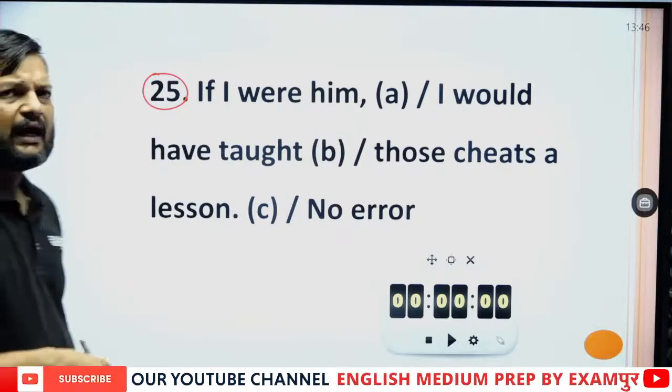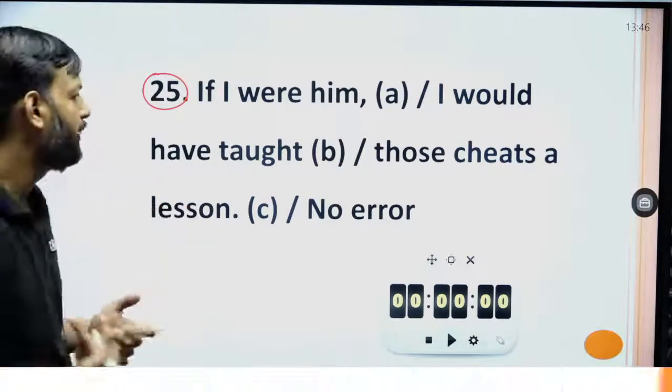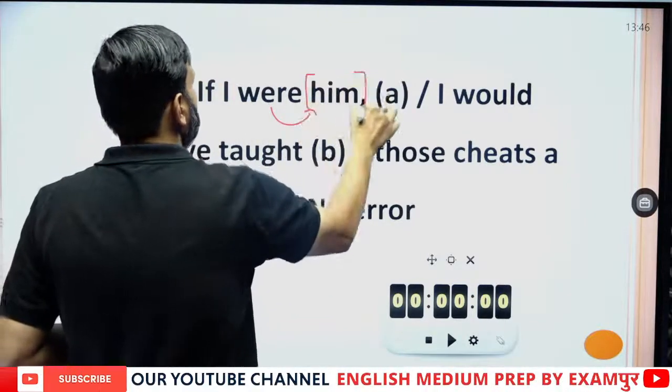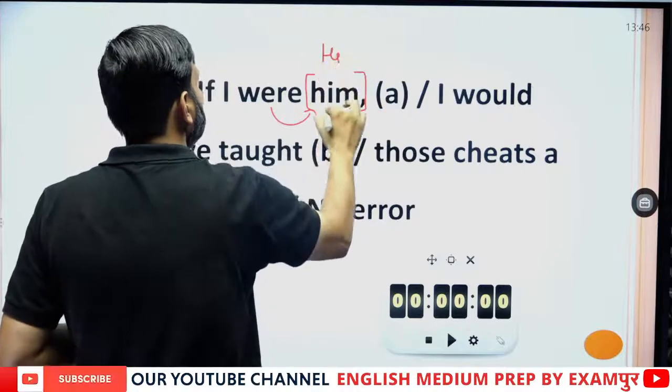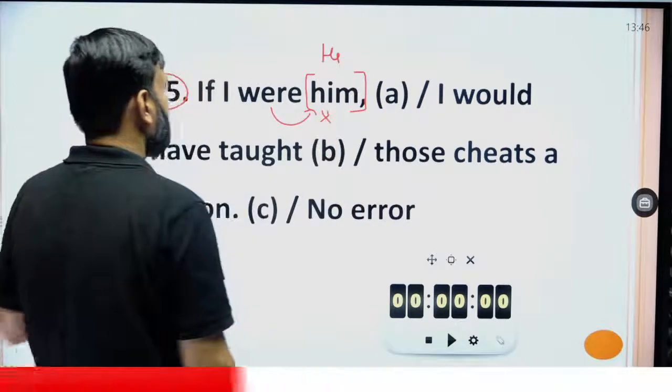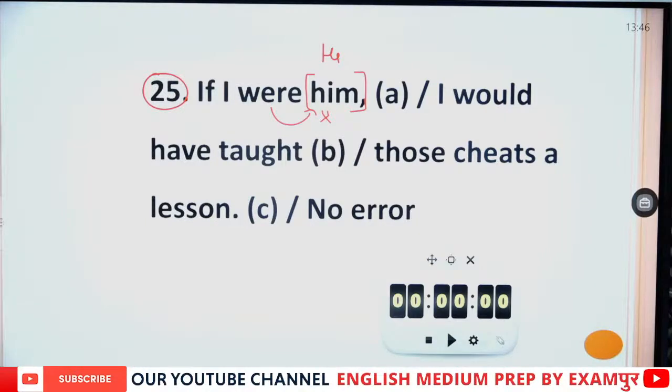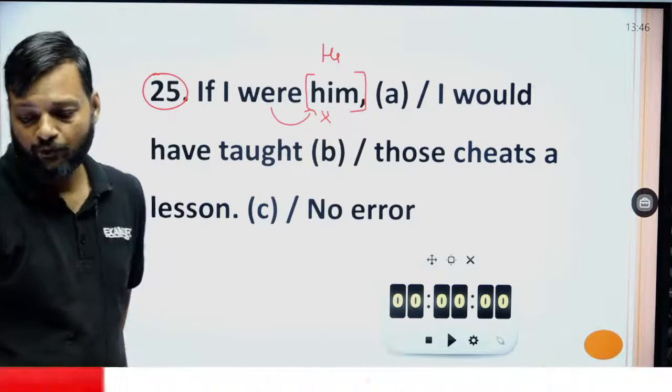See, I have already explained this rule that a be verb is always followed by a subjective pronoun. So here in place of him, we need he. If I were he, I would have taught those cheats a lesson. Okay, so this much.